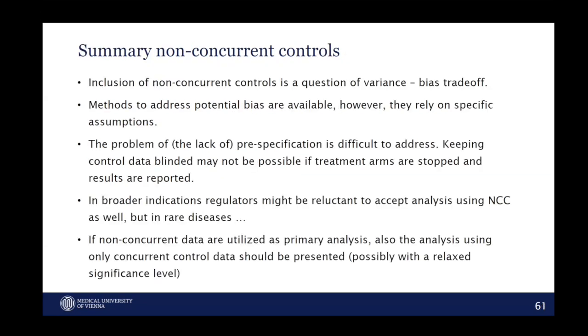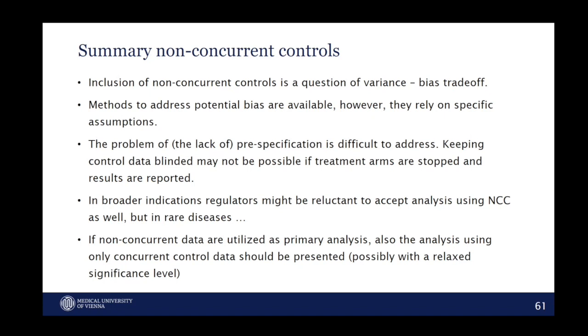Good. So let me give you a summary on non-concurrent controls. The inclusion of non-concurrent controls is a question of variance-bias trade-off. Methods to address potential bias are available. However, speak to your statistician because they rely on very specific assumptions and they are not always obvious. And the problem of pre-specification is difficult to address. Keeping control data blinded may not be possible if treatment arms are stopped and results are reported. And in broader indications, regulators might be very reluctant to accept analysis using, I can hear something.